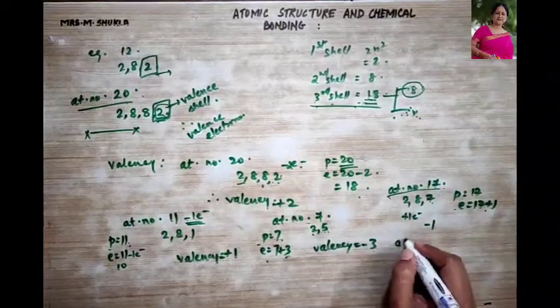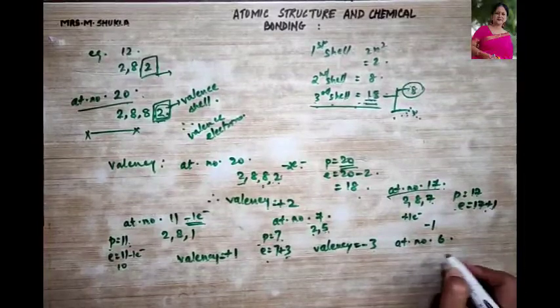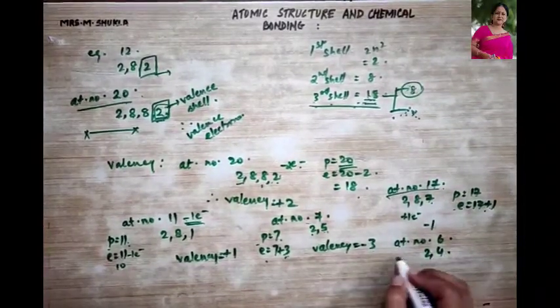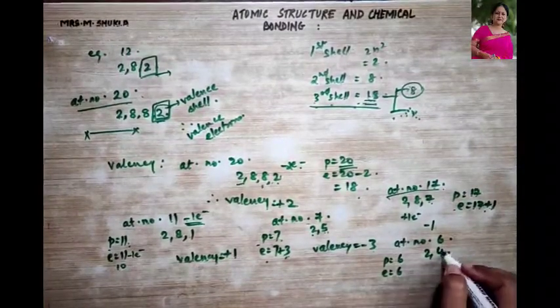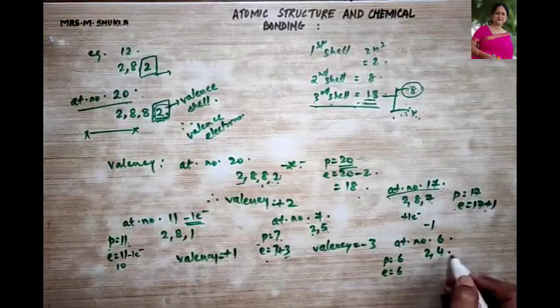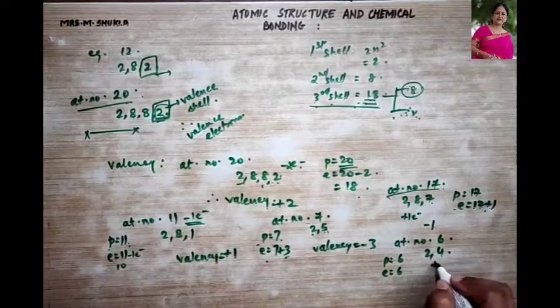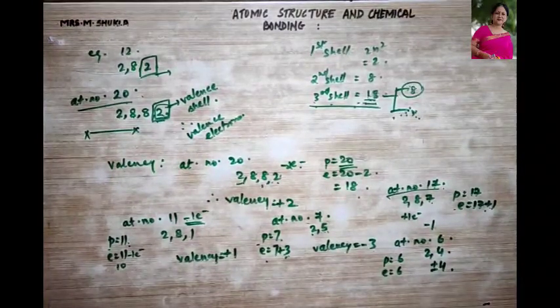Let's take another one, atomic number 6. The configuration is 2 and 4. So protons are how many? 6. Electrons are how many? 6. Now whether it gives or takes, it means the same. It means the same whether it gives away 4 or takes 4. So over here we write plus minus 4 as the valency.